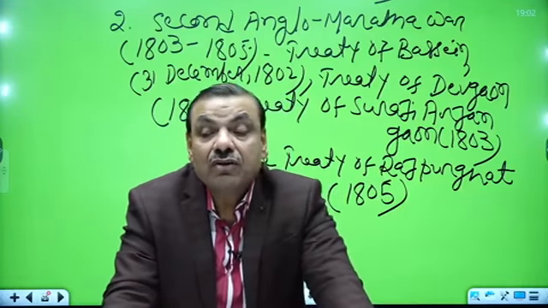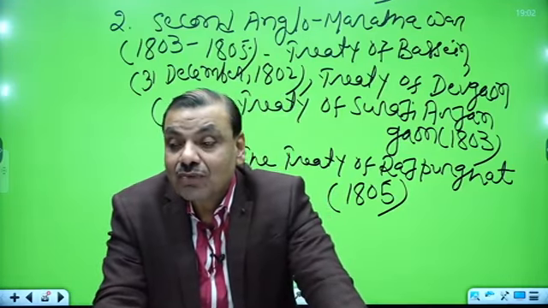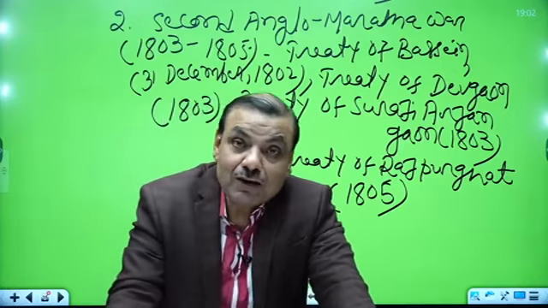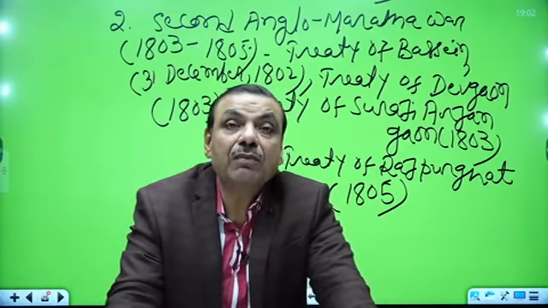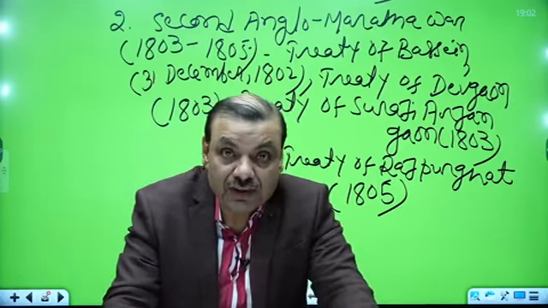But it was Shah Alam II who was the Mughal emperor, at least in name, in Delhi, and he was under Maratha patronage till 1803.